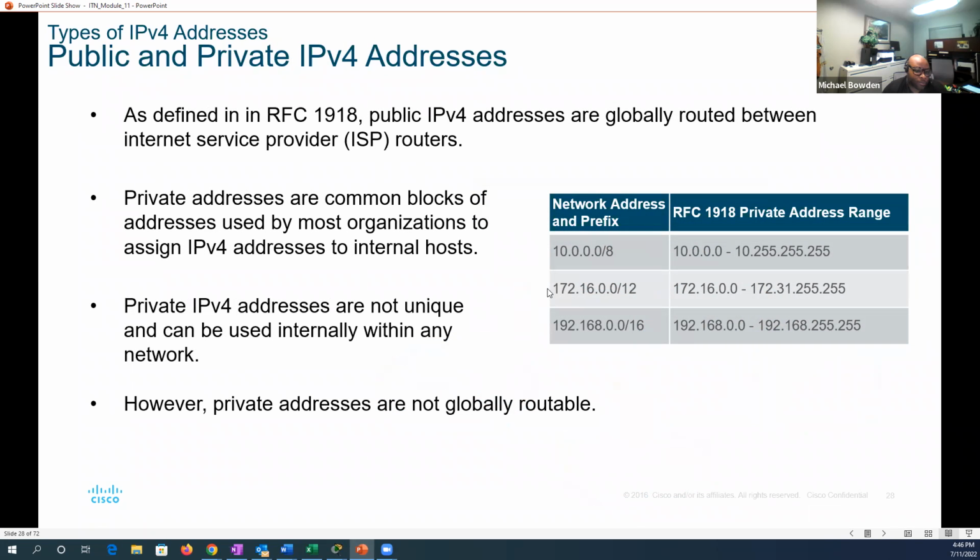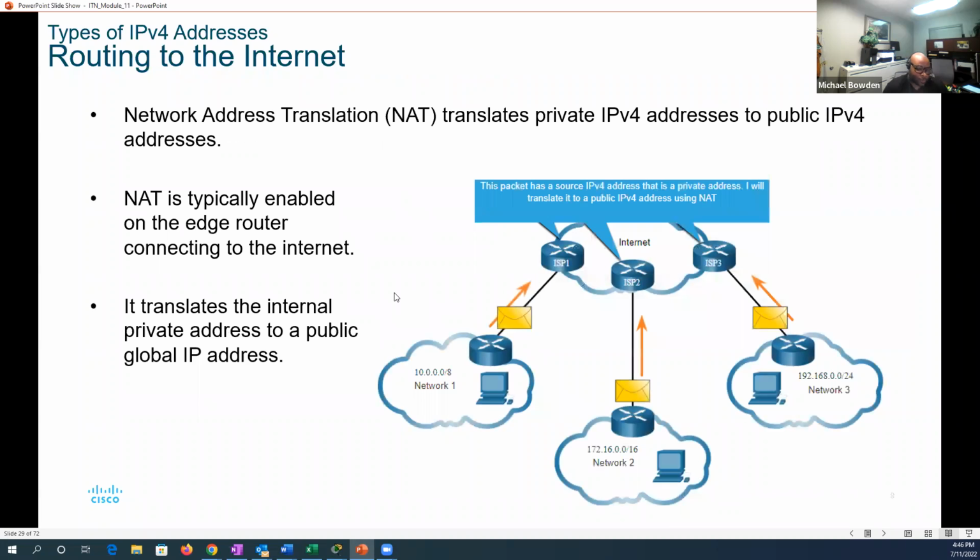Then you have your public addresses, which are the ones routed on the outside via your ISP. Then we have what's called NAT. NAT is what translates those private addresses to public addresses. From the inside of our network, we have a private address. When we want to go out to the outside world, let's say Netflix or Facebook, we send our packet to our edge router, and our edge router usually has NAT implemented on it. It translates that private address we have inside to a public outside address to route to the internet.